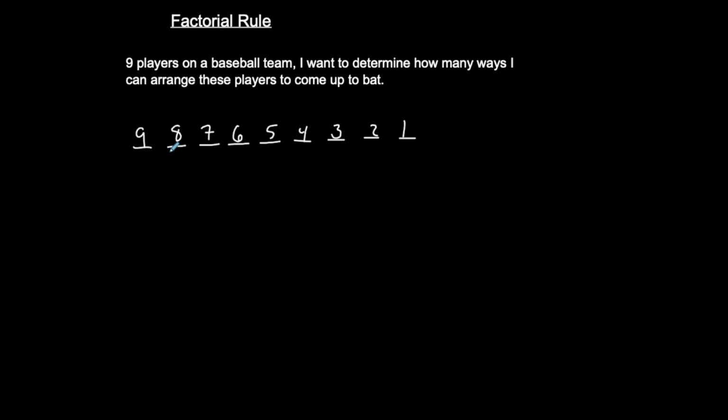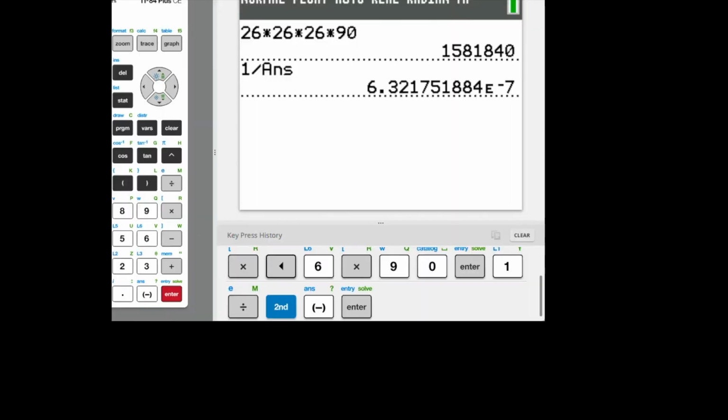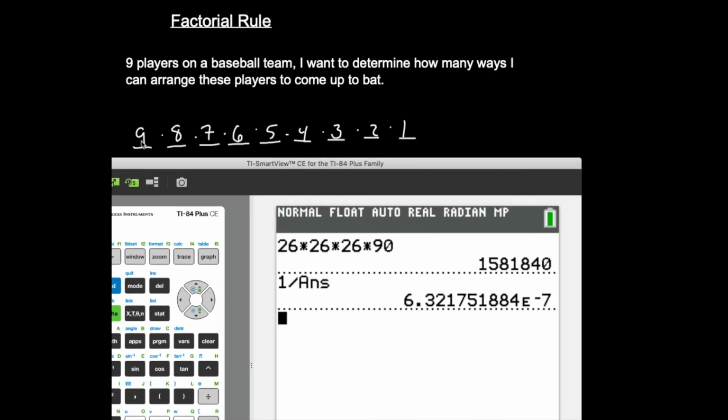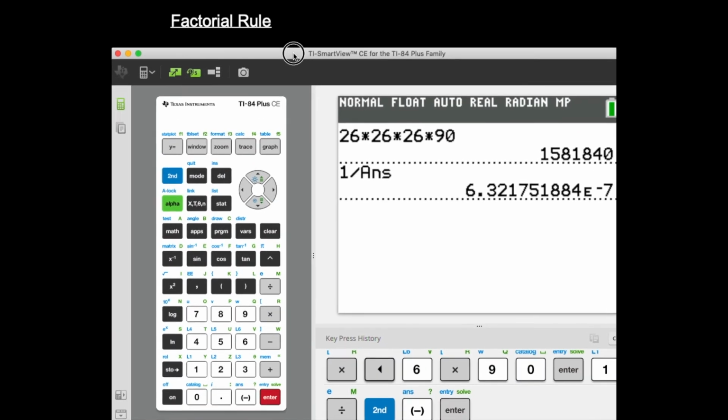But technically, this is the fundamental counting rule. It says I could do this many ways, this many ways, and that many ways. I multiply it all out, and I get my total amount of ways that I can arrange these batters to come up and bat. So notice that 9 times 8 times 7, I'm descending by 1 all the way down to 1, and I'm multiplying all these numbers. Let me do it on my calculator and then I'll show you.